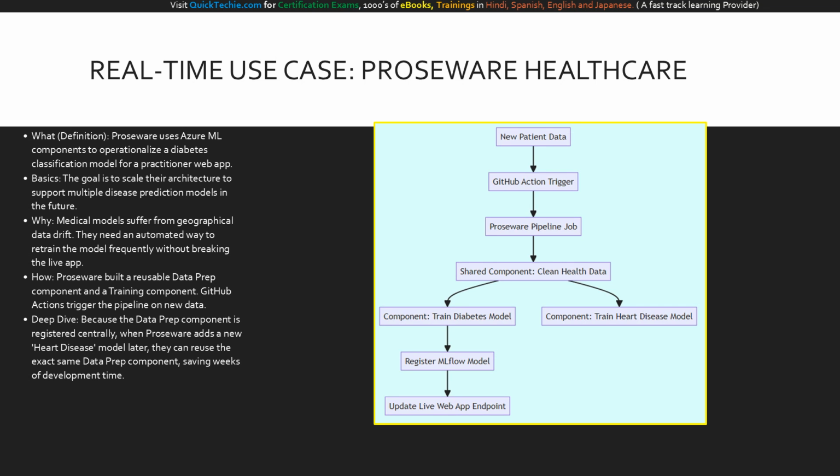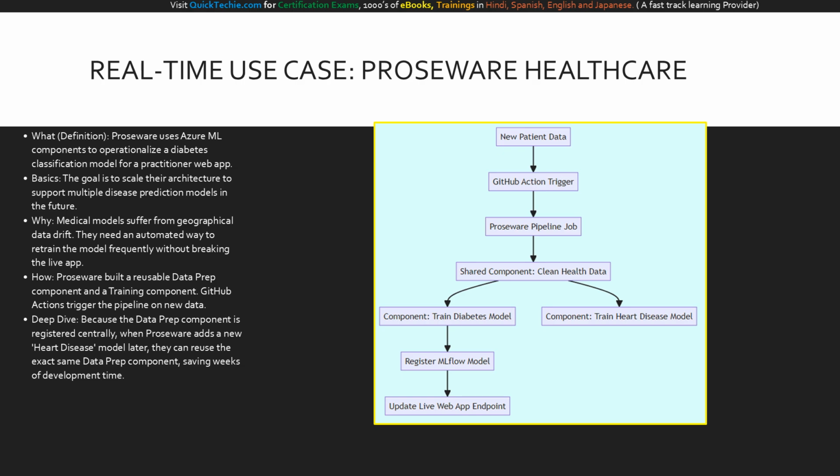Let's apply everything to a real-world use case. Consider Prosware, a healthcare startup that developed a diabetes classification model to help practitioners diagnose patients via a web app. Medical models often experience data drift based on the geographical population, meaning the model must be retrained frequently. By breaking their workflow into reusable Azure ML components, Prosware solved this scaling challenge.